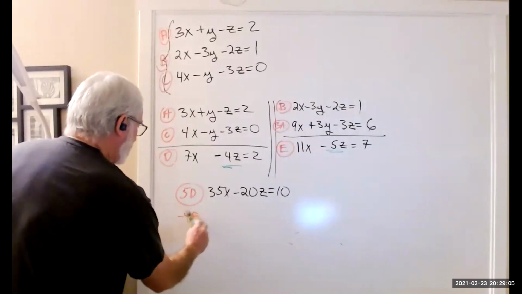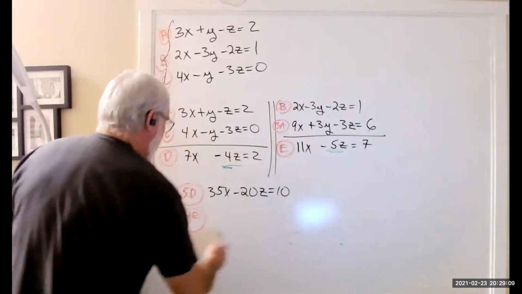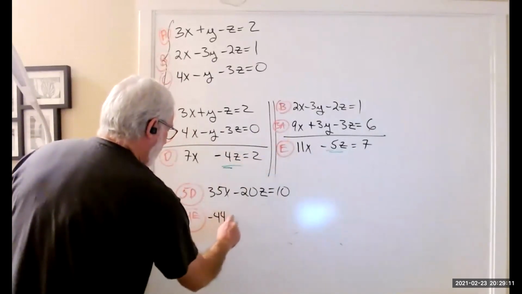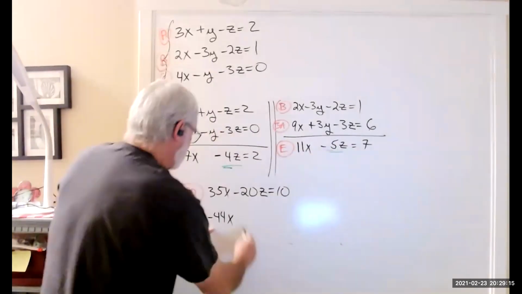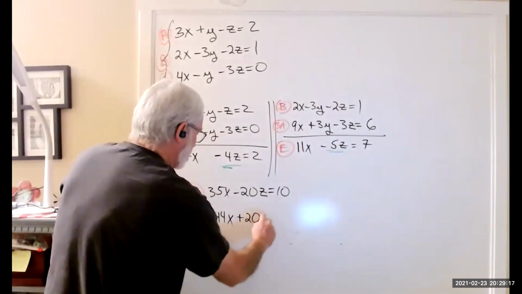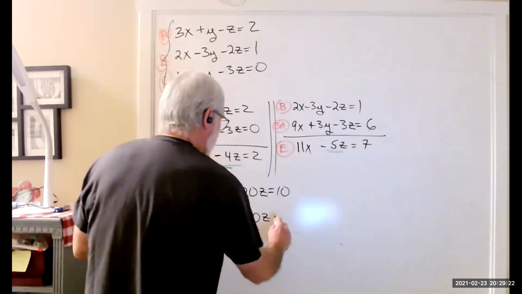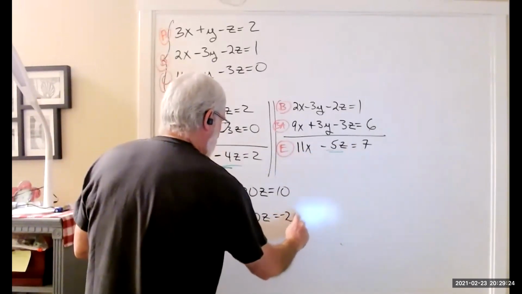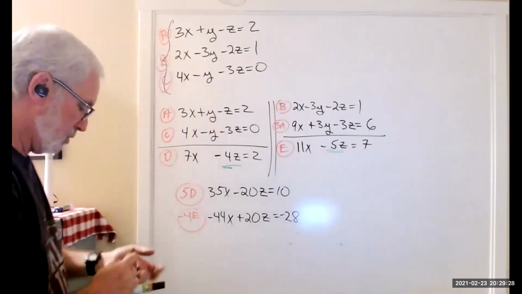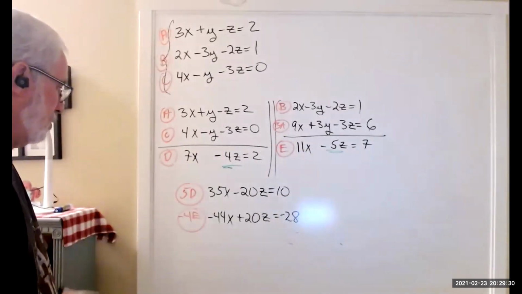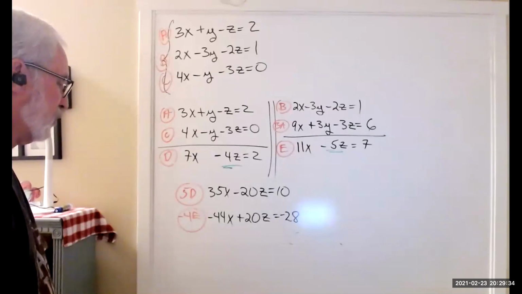So I'm going to go -4 times equation E. So that's going to give me -44x, -4 times 11, -4 times 5, positive 20z, and -4 times 7 is -28. Okay, negative 28.